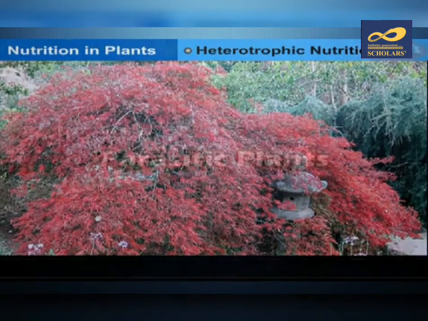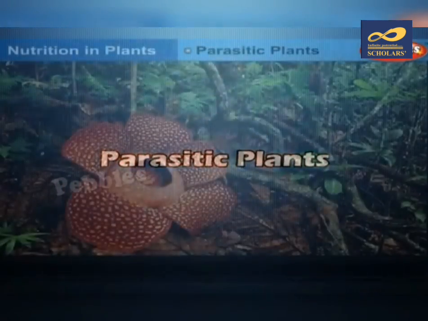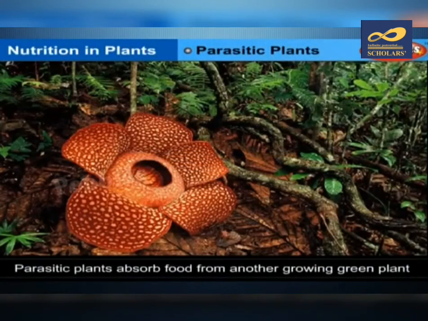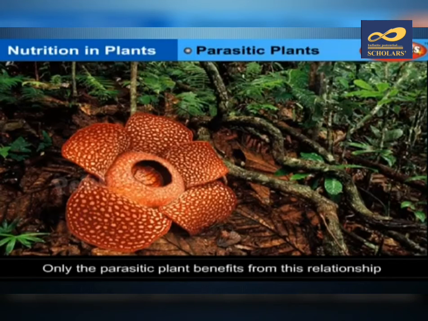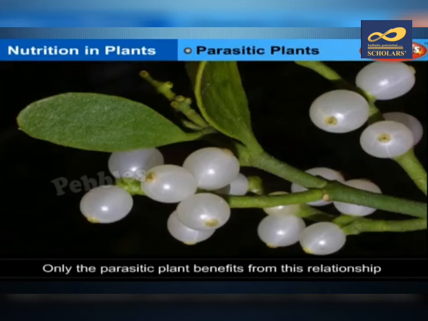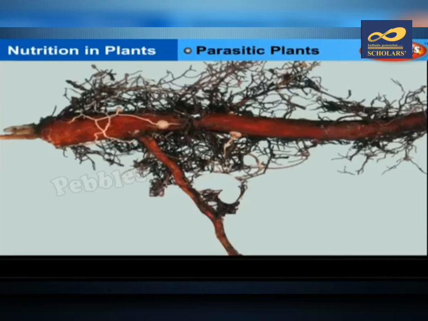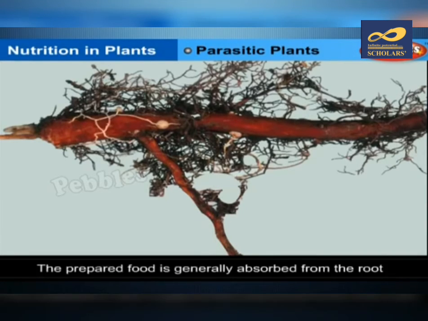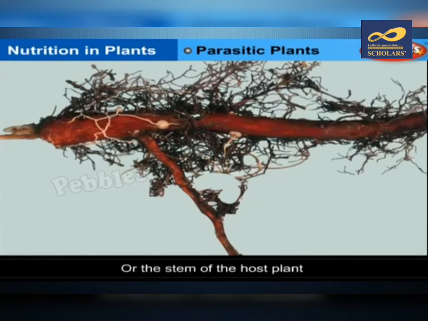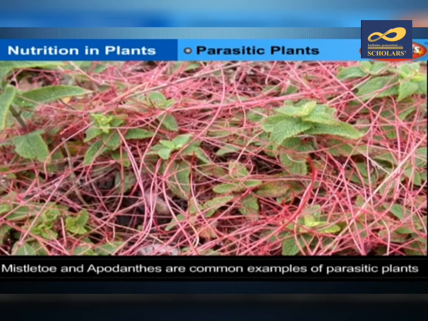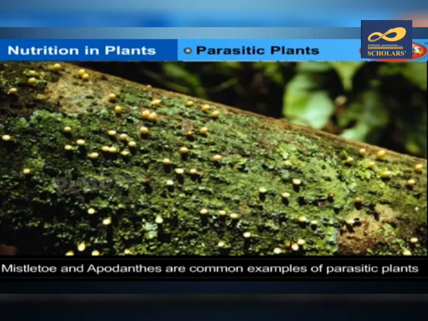Parasitic plants. Parasitic plants absorb food from another growing green plant called the host. Only the parasitic plant benefits from this relationship. Usually, parasitic plants develop special roots called haustoria which penetrate into the tissues of the host plant. The prepared food is generally absorbed from the root or the stem of the host plant. Cuscuta, dodder, mistletoe, and Apodanthes are common examples of parasitic plants.